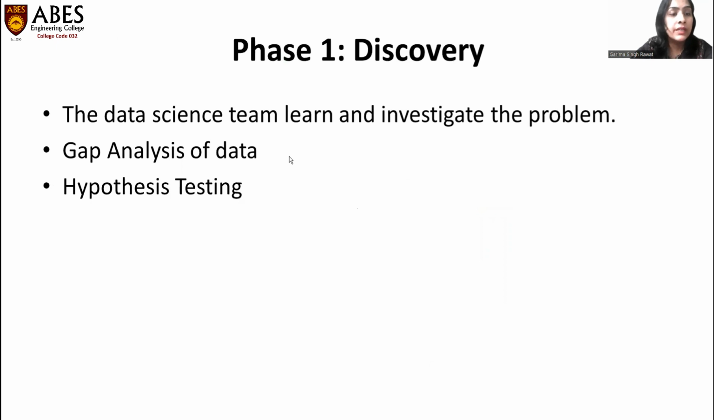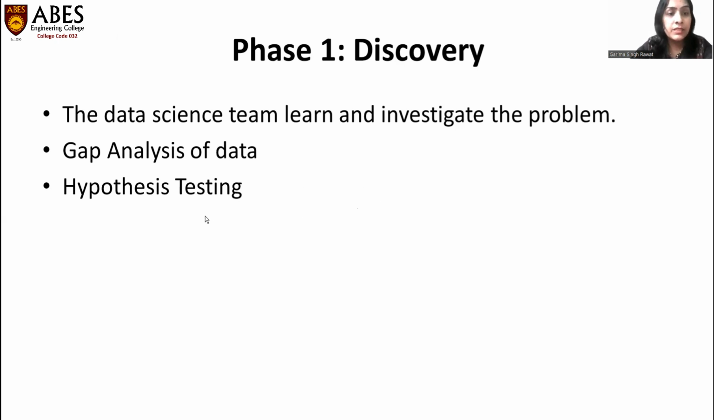This is the initial phase, which defines the data purpose and how to complete the data analytics life cycle. In this phase, the data science team learns and investigates the business problem, identifies the critical objectives, and understands the business domain. Then gap analysis of data is also done during this phase. Gap analysis of data means identifying what all data is required for the project and what data we actually have with us. So that is gap analysis: what we have and what is required.